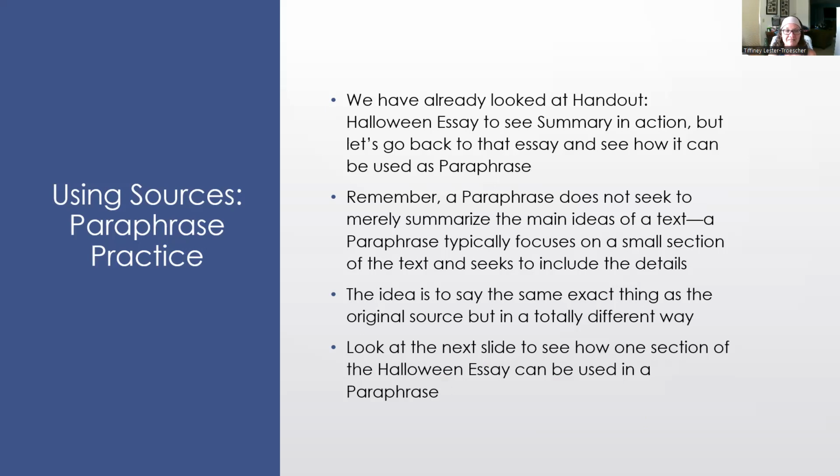We've already looked at the essay on Halloween to see how it could be used as a summary of source information. But let's look at how it can be used as paraphrase. So remember, a paraphrase is not seeking to just cover the main ideas. A paraphrase typically focuses on a small section of the text, and we're looking at the details in a paraphrase. So the idea is to say the same thing as the original source, but in a totally different way. Translate, flip, signal, cite, and comment. Okay? Let's look at how part of that Halloween essay could be used as a paraphrase.